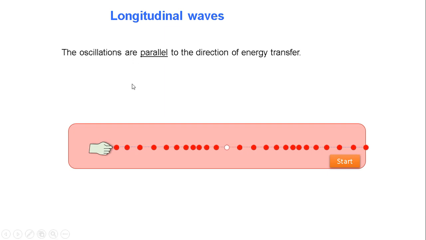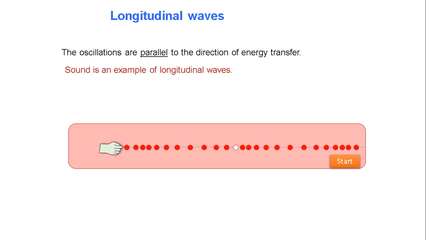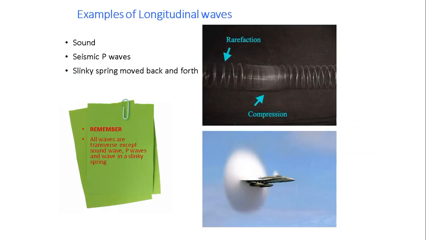But notice what happens to the particle. The particles don't actually move. Set your eye on this. It only goes back and forth, back and forth. Put your eye on these white dots, back and forth, right? Okay, that's exactly what happens to a sound wave. Good. So sound wave is longitudinal.